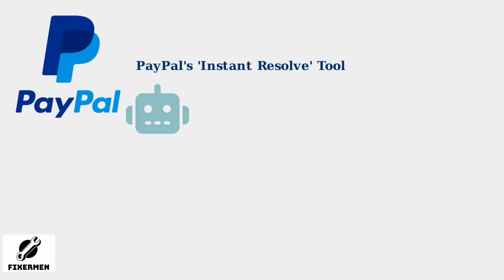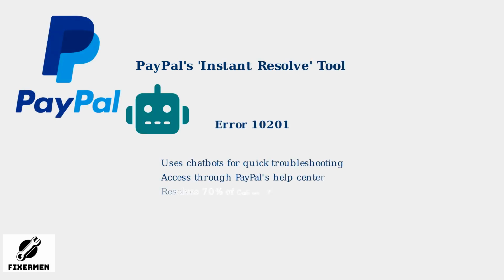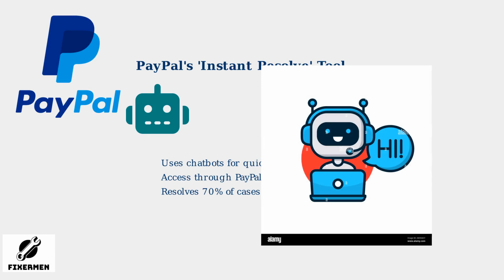PayPal has introduced an instant resolve tool that uses chatbots to help troubleshoot error 1del201. Access this tool through PayPal's Help Center for quick automated assistance. It resolves 70% of cases within minutes.